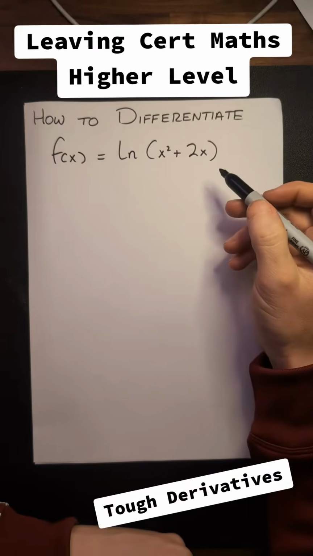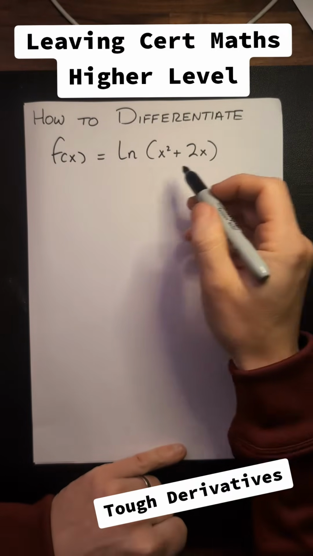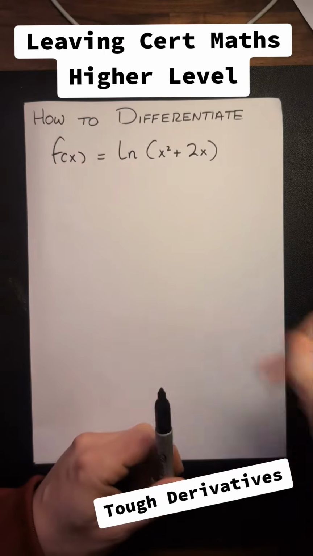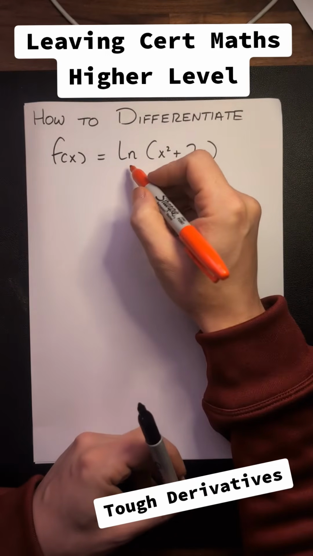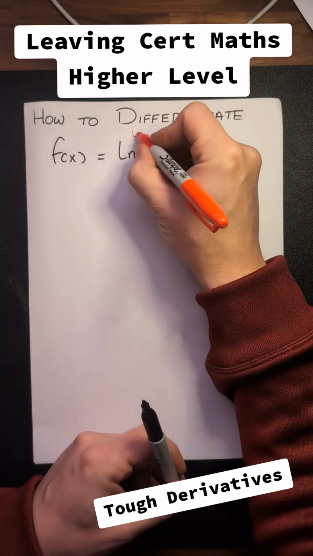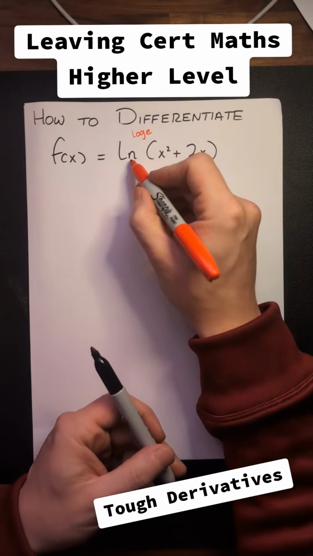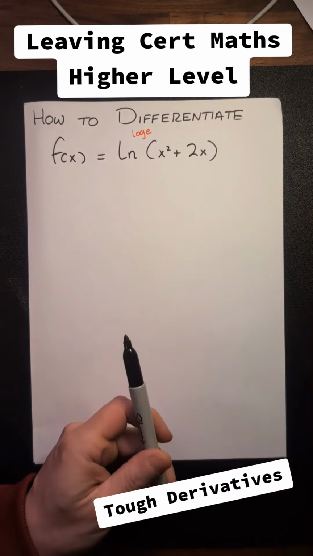So if this type of derivative comes up in your leaving cert, it can be a little bit tricky. Now it'll only come up with the higher level course where you're asked to differentiate log, natural log. ln is the only thing we're ever asked to differentiate. So that is essentially the same thing as log base e. But sometimes, most of the time, they'll write it as ln, but they can write it as log base e.